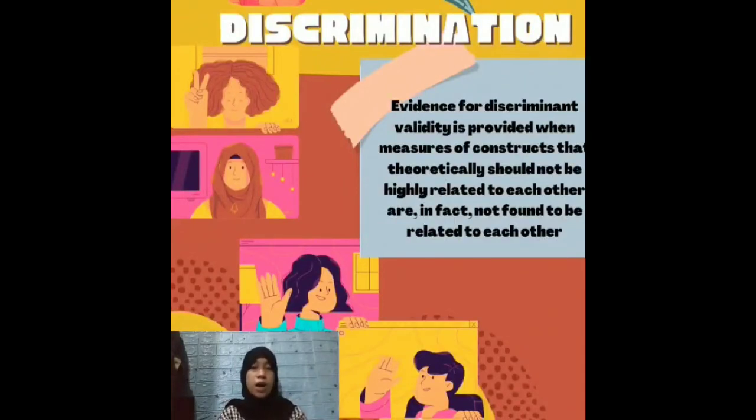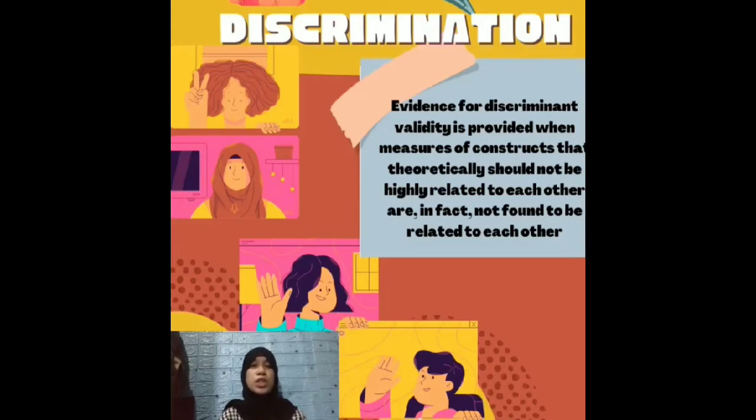Now, I will discuss the evidence for discriminant validity or divergent validity. Discriminant validity is shown when measures of constructs that theoretically should not be highly related to each other are in fact not found to be related to each other. Discriminant validity is used when the components or factors of a test or hypothesis have negative correlations.